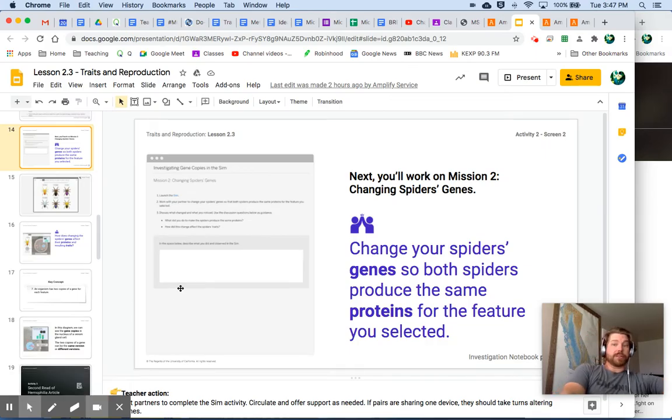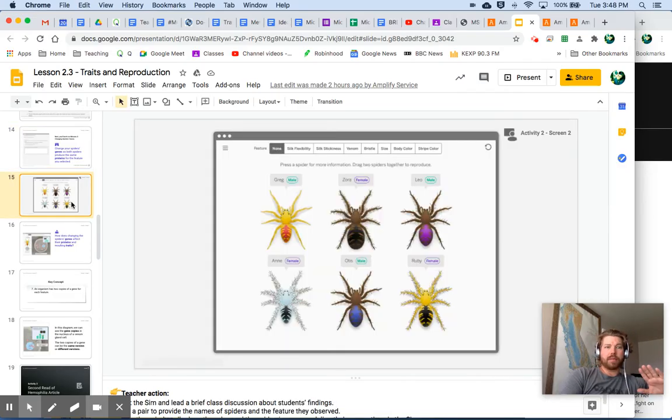The next thing that you're going to try to do is change your spiders' genes so that they both make the same proteins. You can choose, do you want it to look like spider A or spider B? That's totally up to you, but you want to change the genes so that they're both making the same proteins. Now remember, we've done this before. We've changed spiders' genes before, and I think that was in lesson 2.1, and I showed you how to do that at the end of the video because we did that for our homework. So again, go in, find two spiders, and try to change their genes so that they're both making the same proteins, and then come on back to me.